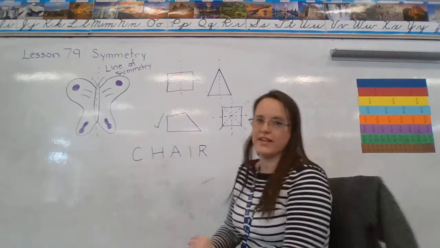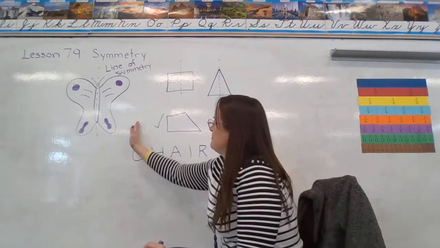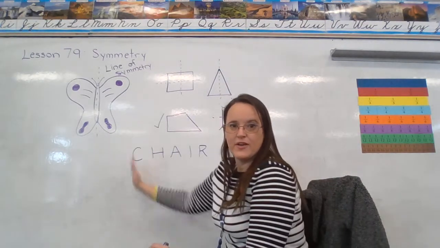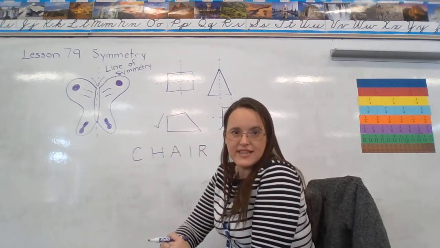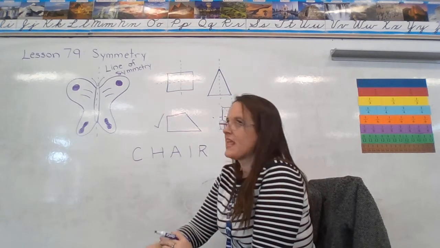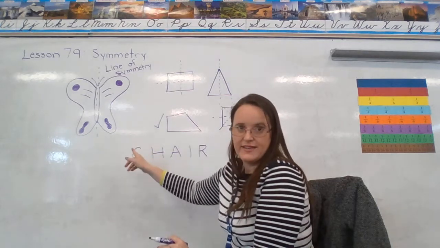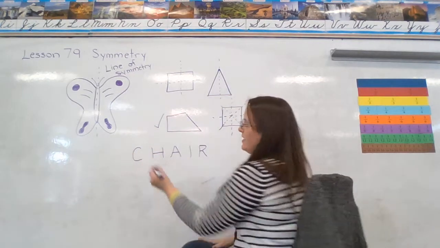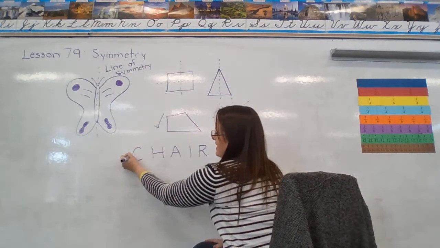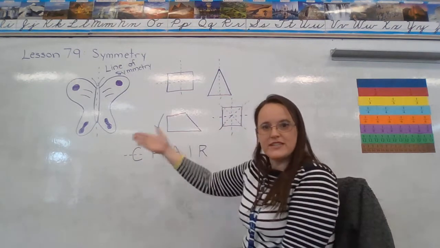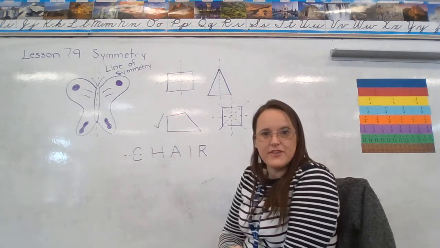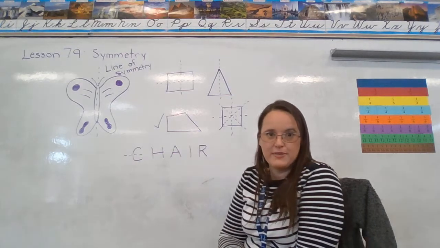So in the first one, if I split my C vertically, would I be able to fold it and have the 2 halves line up with each other? Not vertically. Horizontally I can. So we're going to draw a line of symmetry right there, right in the middle, because if I folded that top piece down on the bottom piece, it would line up.